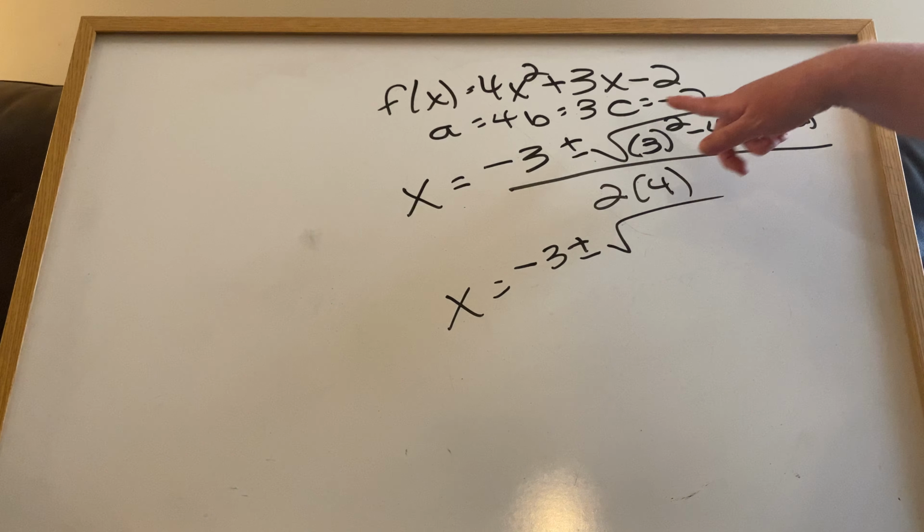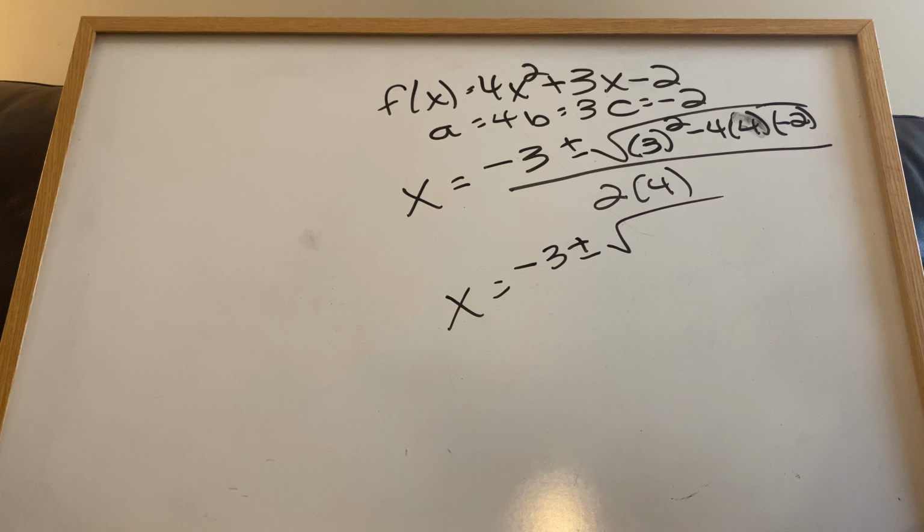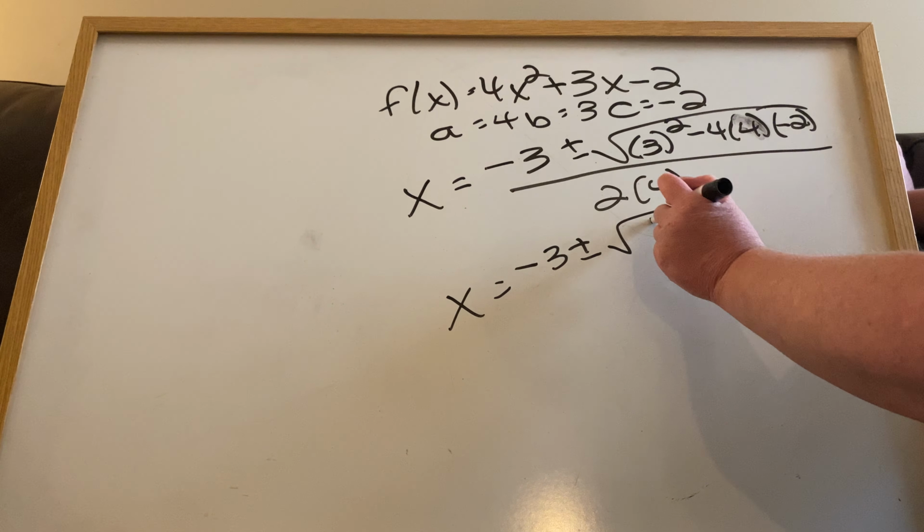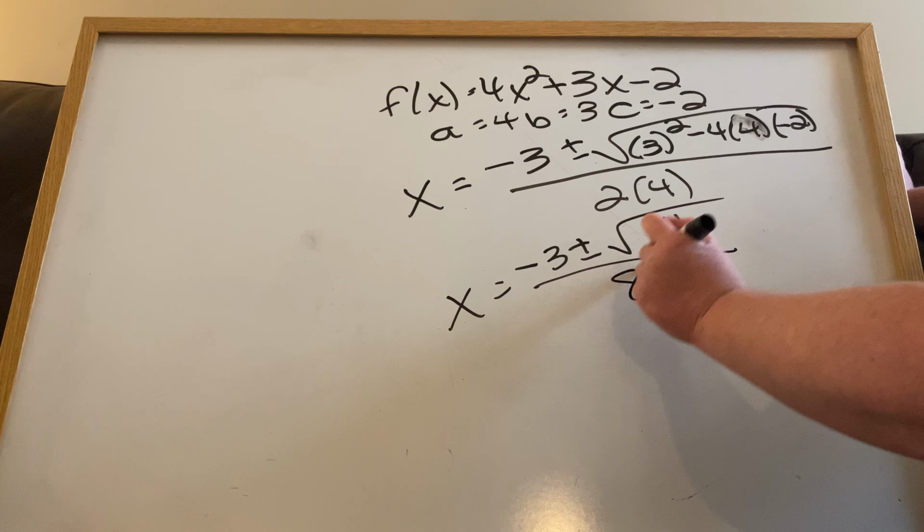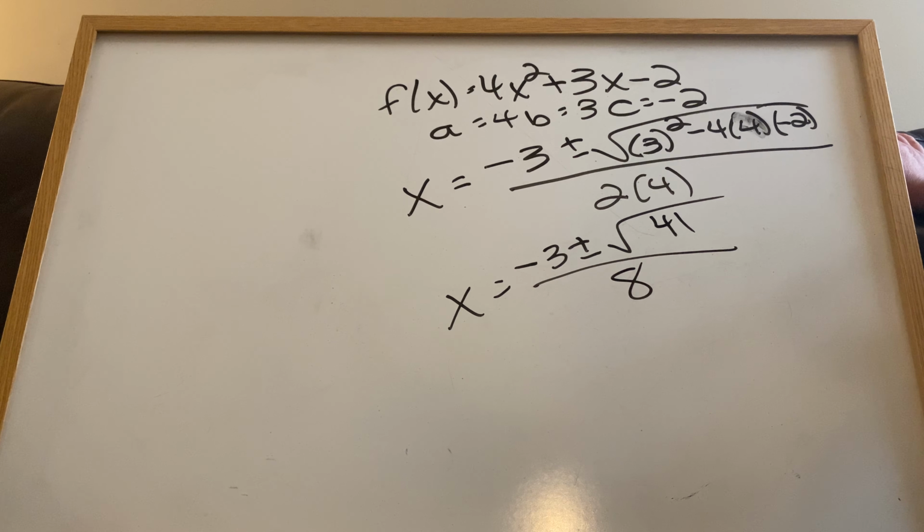Sorry. All right, so again, typing that in. So you've got 3 squared minus 4 times 4 times -2. So when you type that all in, you end up with 41 over 8. 41 is actually a prime number, so that's all this one is going to do because you won't be able to break it down. So then that will be your answer.